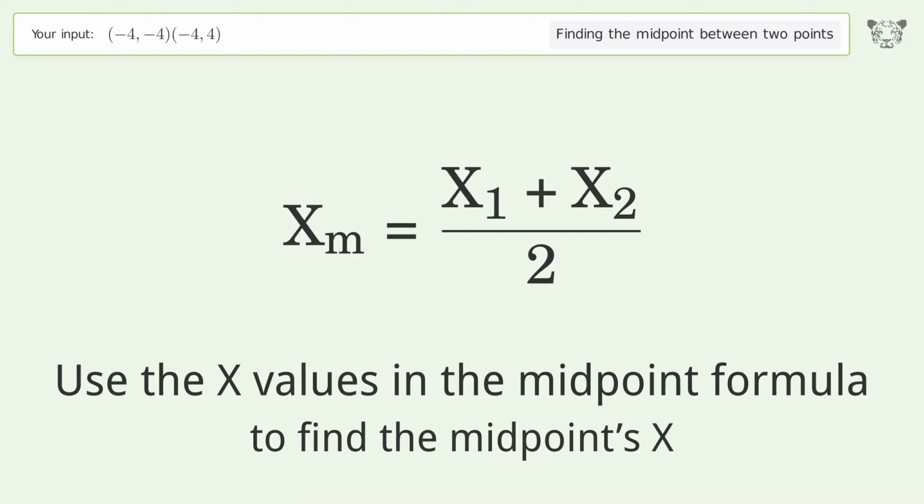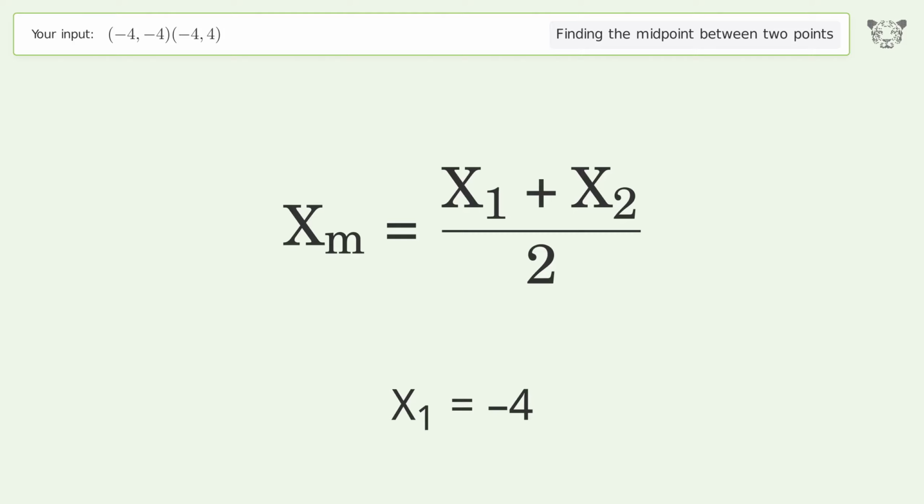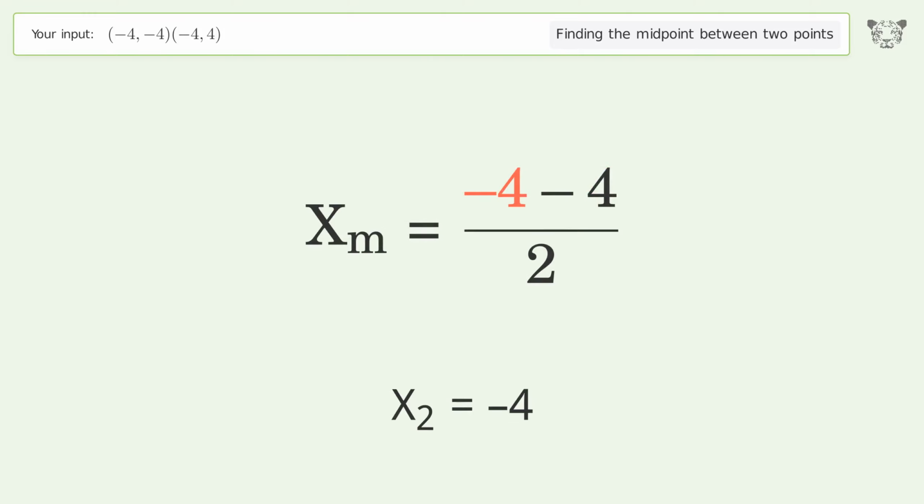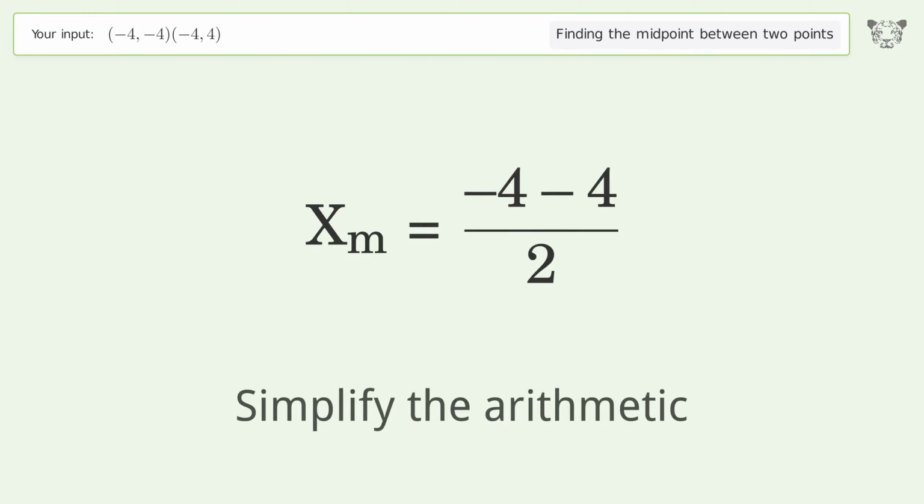Use the x values in the midpoint formula to find the midpoints x. x1 equals -4. x2 equals -4. Simplify the arithmetic.